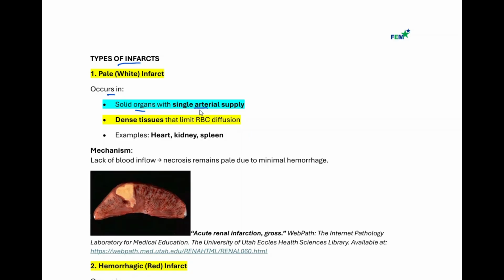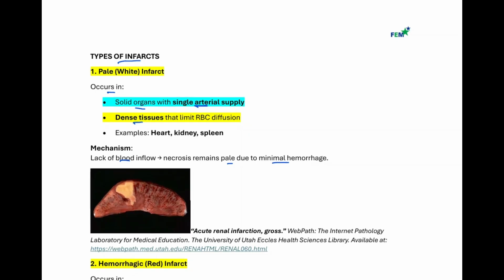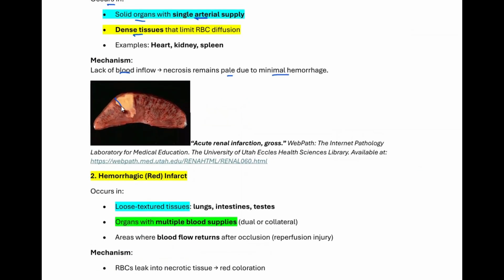And so that's number one. They have a single arterial supply. And the second reason why this occurs in them is because they are dense tissue. And because they are very dense tissue, that limits the red blood cells diffusing or moving to that area after infarction has occurred. So mechanism, lack of blood inflow leads to necrosis, remains pale due to minimal hemorrhage, right? And as we can see in this gross picture, you can see that wedge-shaped infarction there, right? And then you can see it looks pale. So that's an example of pale infarct in this kidney.